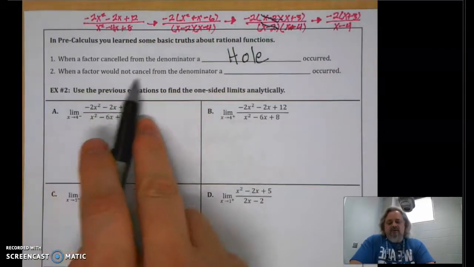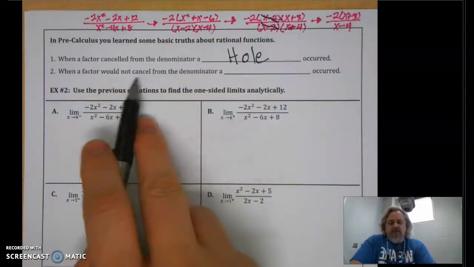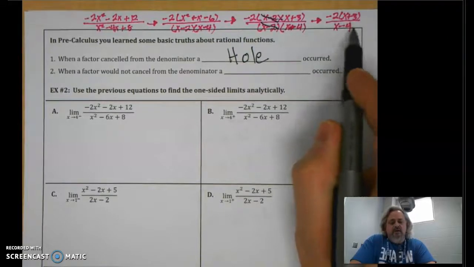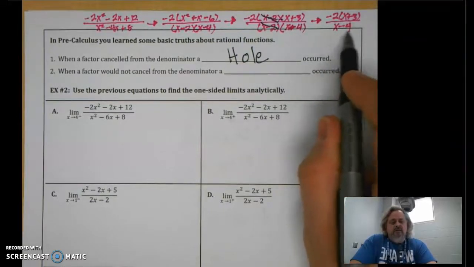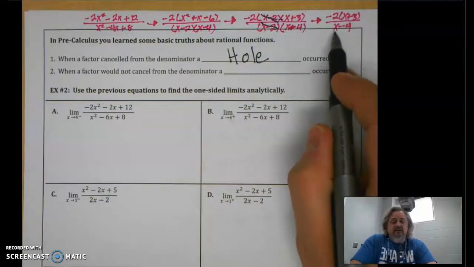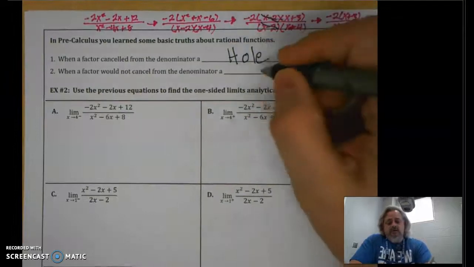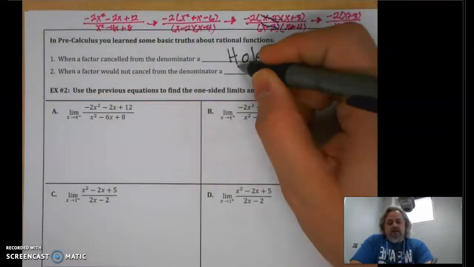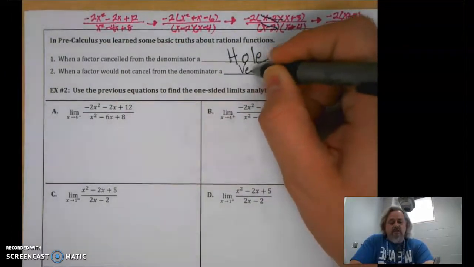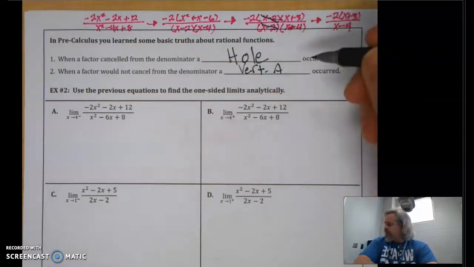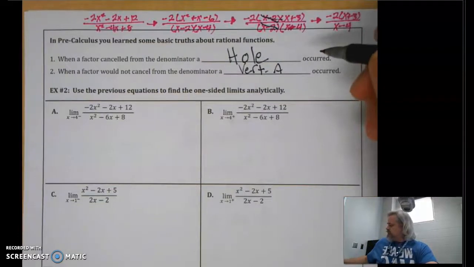So if a factor doesn't simplify from the denominator, like this x minus 4 factor is still there, that again shows you where the overall function is undefined, because if I put a positive 4 in for x, I get a 0 in the denominator. So in this case, that would identify where a vertical asymptote is located.